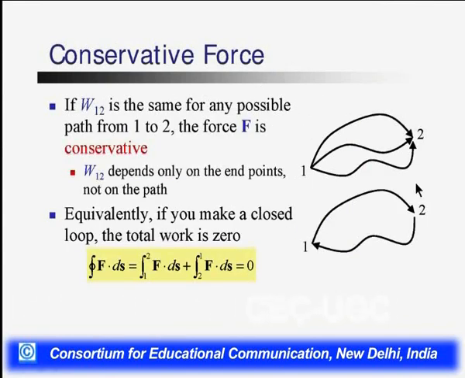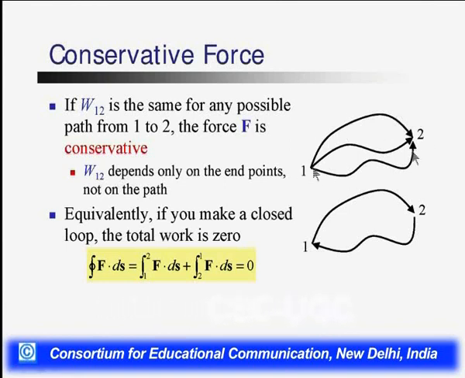Now conservative force. What is a conservative force? Here we define it by the diagram, in which we have two systems. If W12 is the same for any possible path from 1 to 2, the force is conservative. For any possible path from 1 to 2, we can say F is conservative. W12 depends only on the end points, not on the path. It means the work function depends upon the end points, not upon the path which is followed.